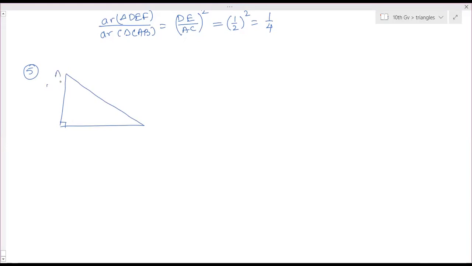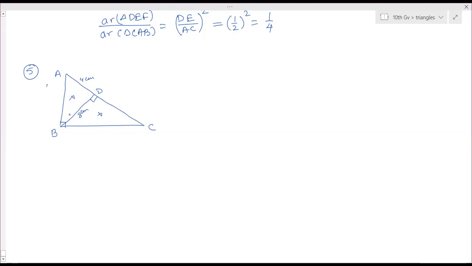ABC is a right triangle, BD is perpendicular to AC. BD is 8 centimeter, AD is 4 centimeter. Find CD. Okay. So we have to prove this triangle ABD and CDB similar.